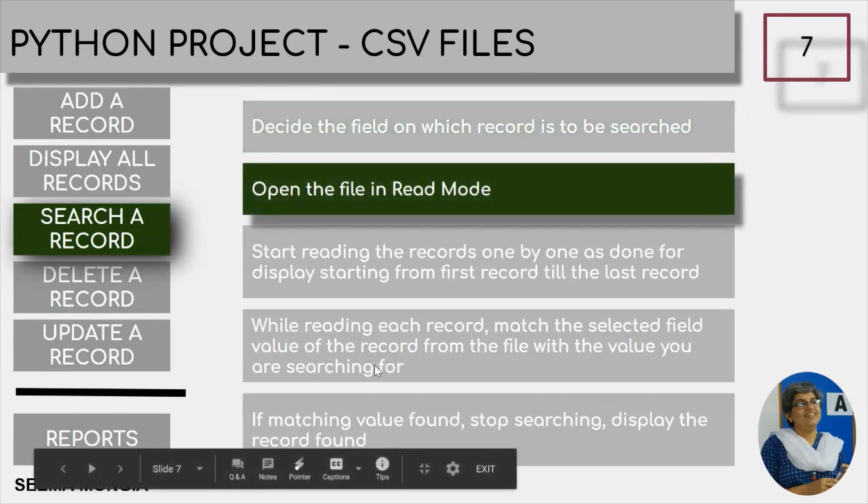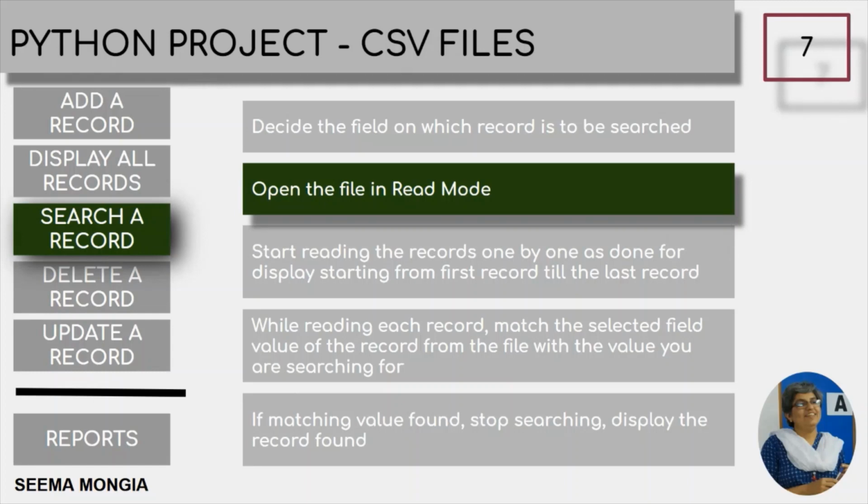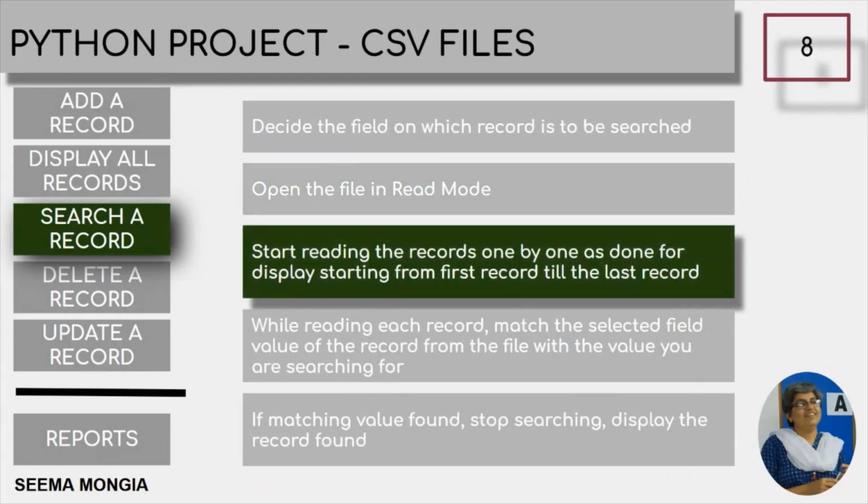The next step will be to open the file in the read mode. As we opened the file in the display module, similar steps we will follow for opening the file in the read mode. Once the file is open in the read mode, we will start reading the records one by one from the beginning till the last record of the file. As we did the same for displaying all the records, that whole code has been discussed in video part 2.